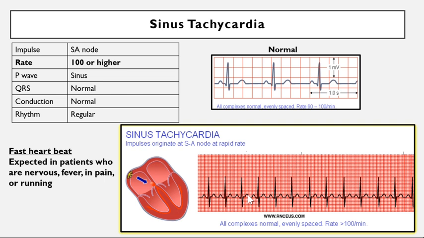So expectant patients, people who are nervous, who've never been to a doctor's office before, that happens a lot, right? That's just your sympathetic nervous system going haywire. So that's elevating your heart rate.